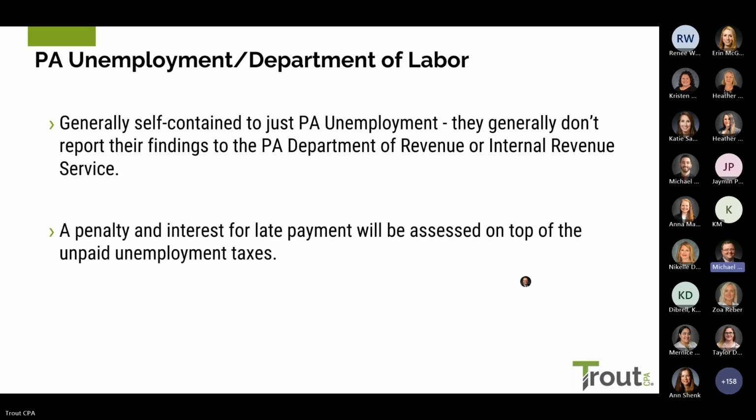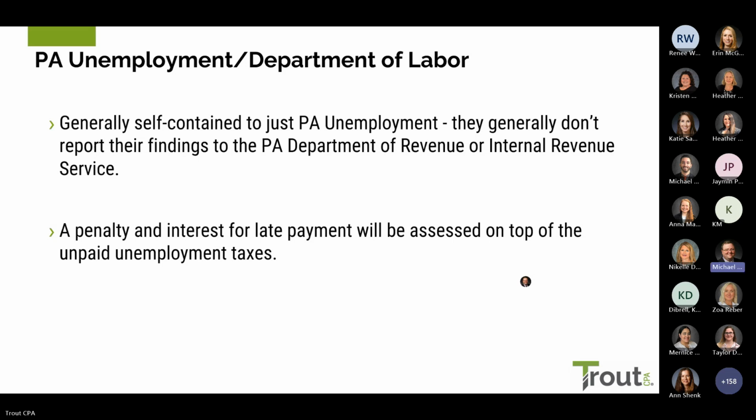Where we see the most enforcement is under PA Unemployment, the Department of Labor. Why do they care? Well, it's a couple of reasons. Unlike Social Security taxes and Medicare taxes, unemployment is funded completely by employees and their employers. So without proper classification, unemployment does not get properly funded.